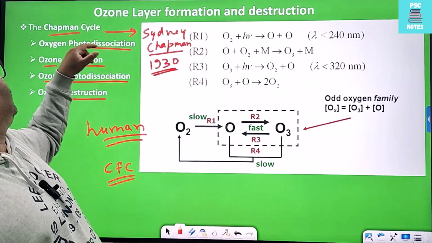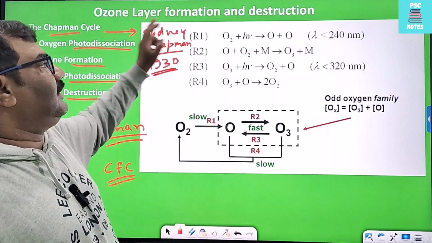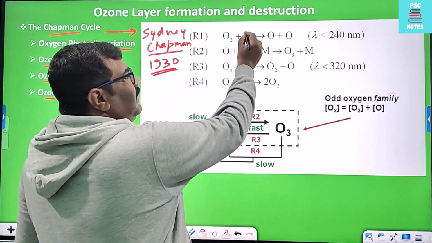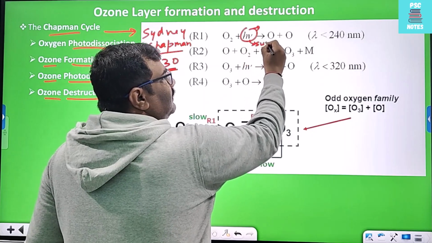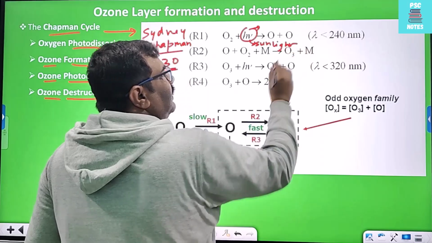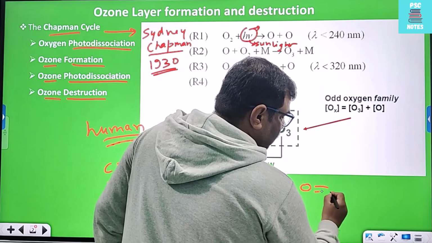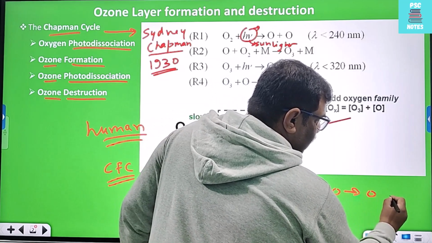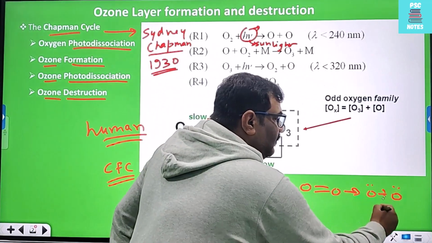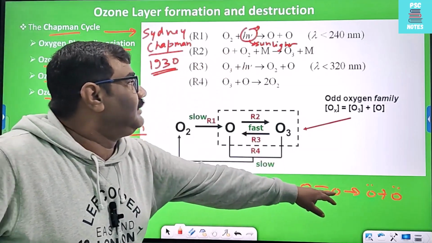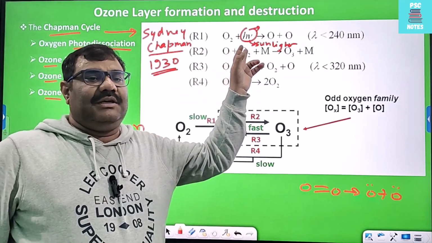First is R1, which is known as oxygen photo dissociation. So in this, the oxygen molecule, in the presence of Hv, which is sunlight, breaks into 2 separate oxygen atoms. Then one of the oxygen atoms reacts with an oxygen molecule.